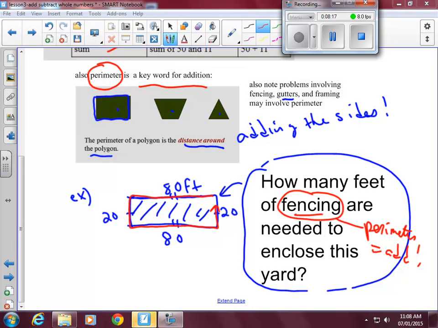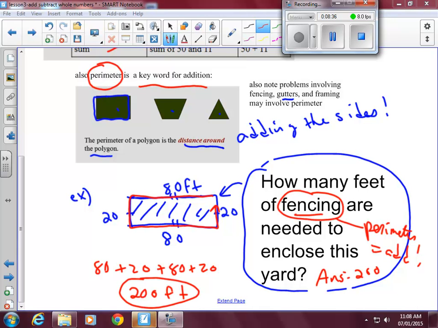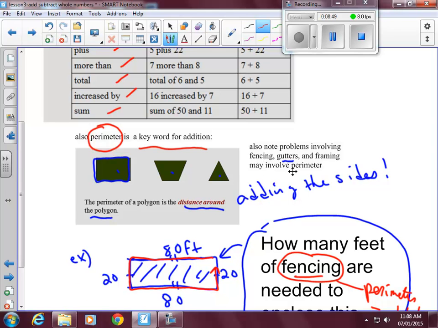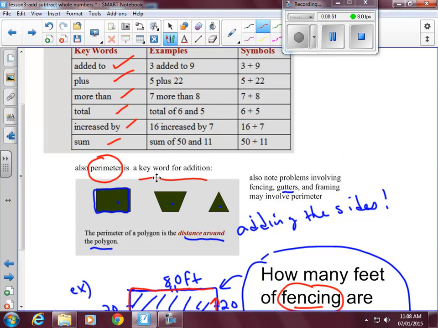Okay. Survey says. So 80 plus 20, you can even write that out, is 100, and then another 100, so 200. So you would need 200 feet of fencing. So the answer there would be 200 feet. Okay? So just be on the lookout for words that might trigger you for adding, such as how much fencing, how much framing, more than, increased by, those types of things.